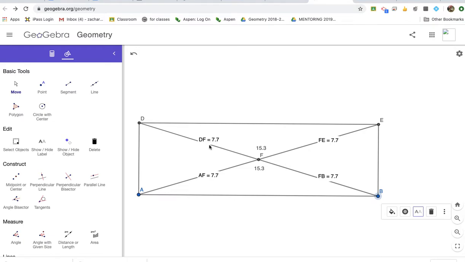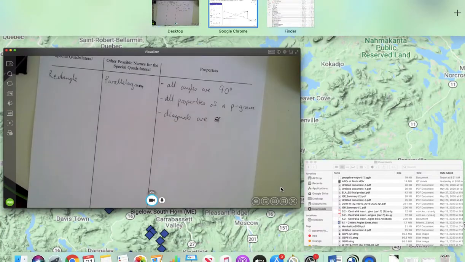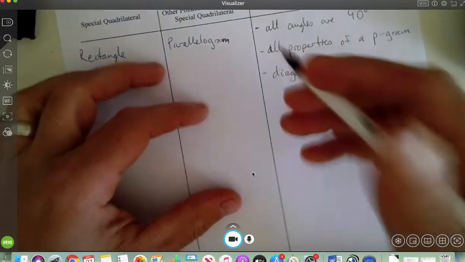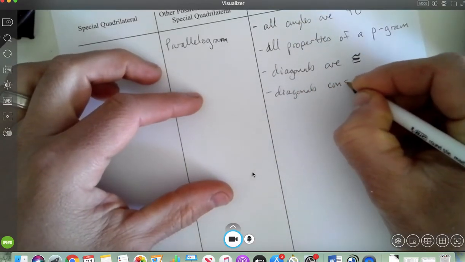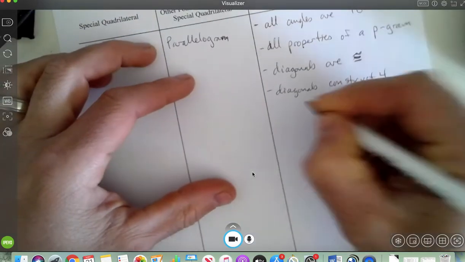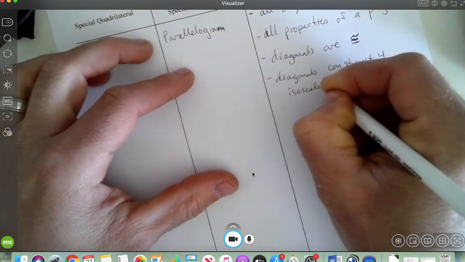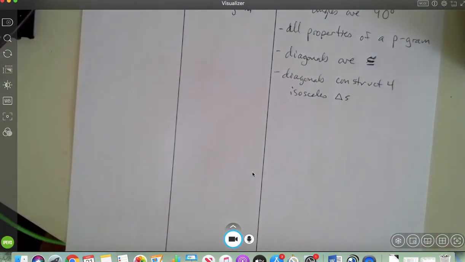Here's the important thing. Remember, diagonals are congruent and they're bisected, so all these pieces are congruent. So if we look at all these little triangles, we can see that all these triangles are isosceles triangles. And that's another great property: the diagonals form 4 isosceles triangles. Diagonals construct 4 isosceles triangles. That's going to be really helpful as we go about doing these problems. So let's go and actually do some of those problems.